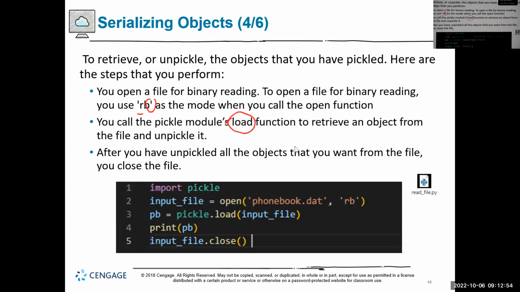Module load here. So if you want to pickle it, what's the method you use? The last time, WB. Dump, right? Yeah, dump. And if you want to retrieve it, you use a load function. And the process is the same. The process is quite the same here, right?